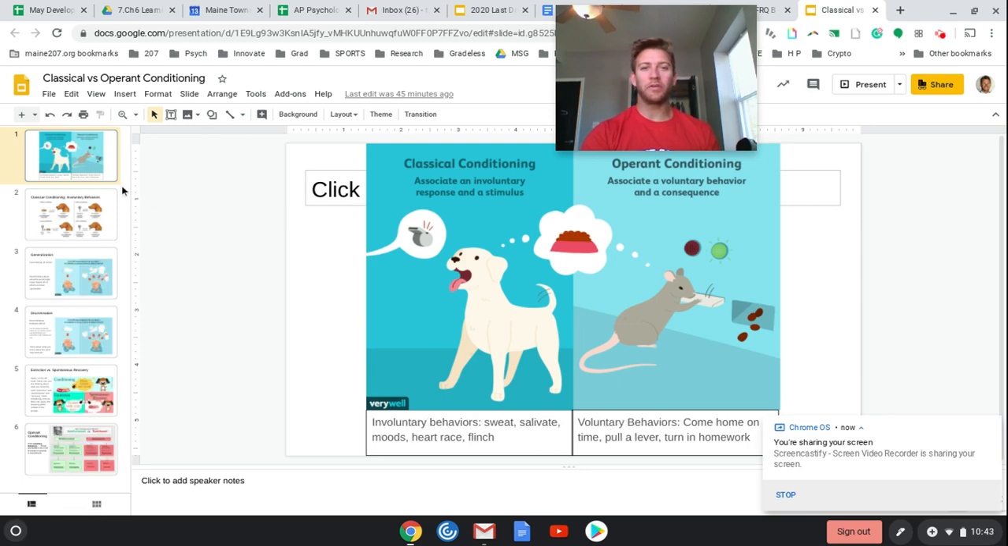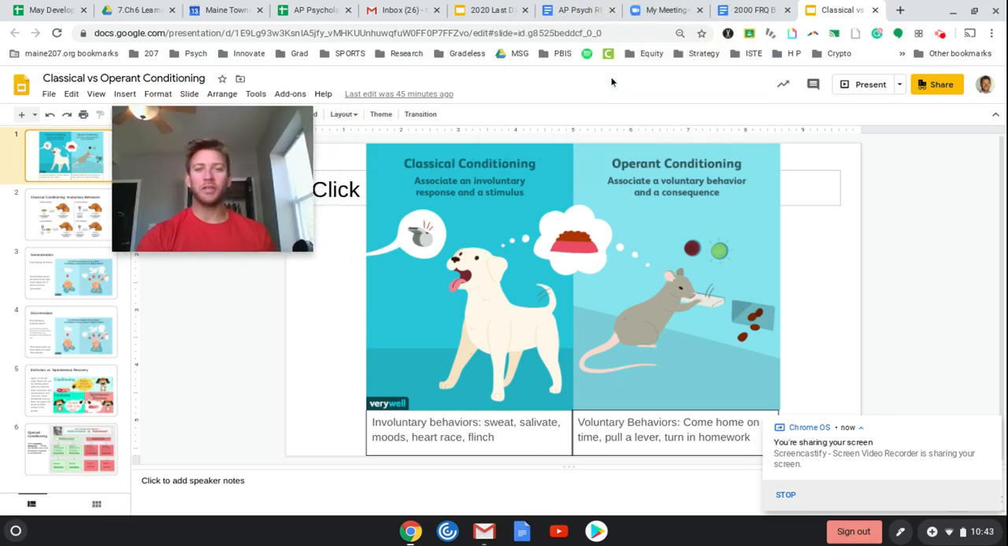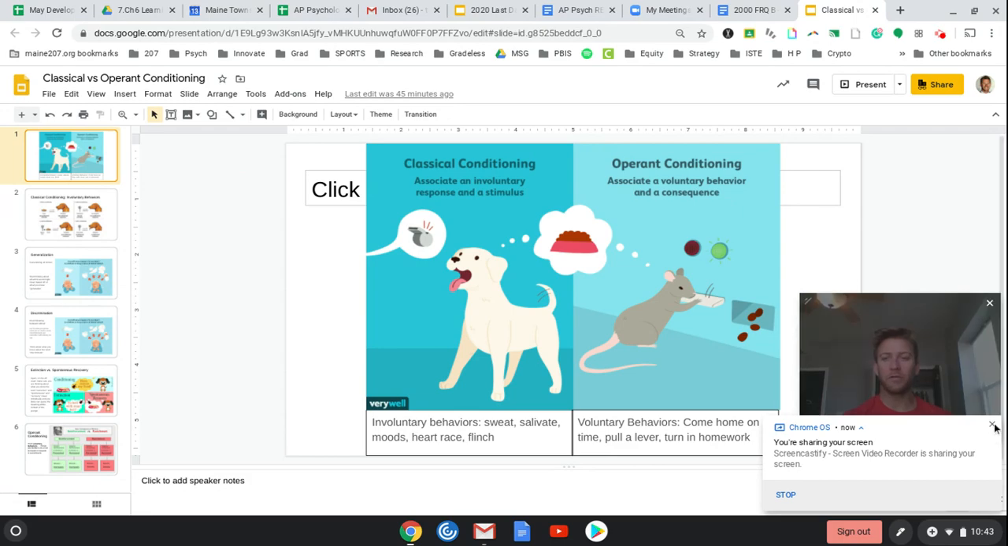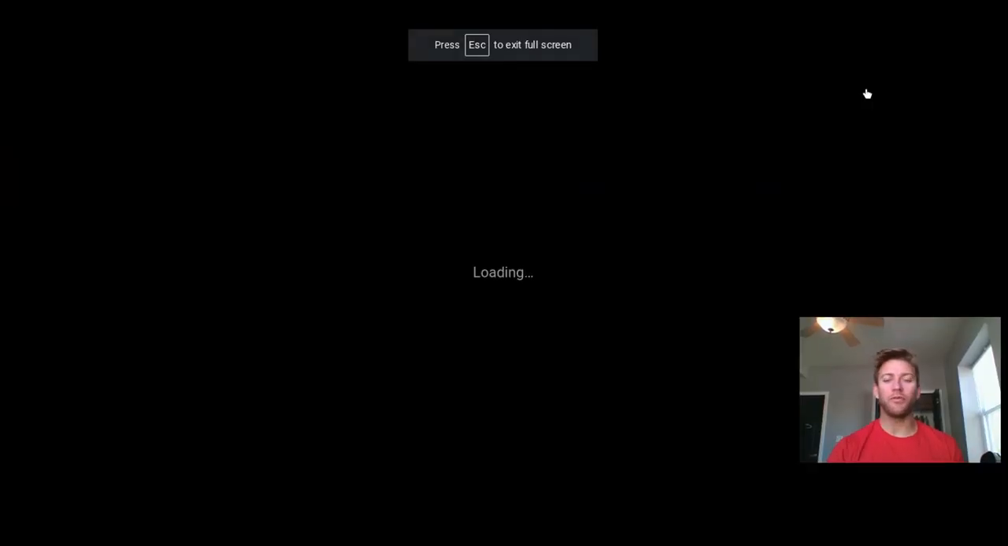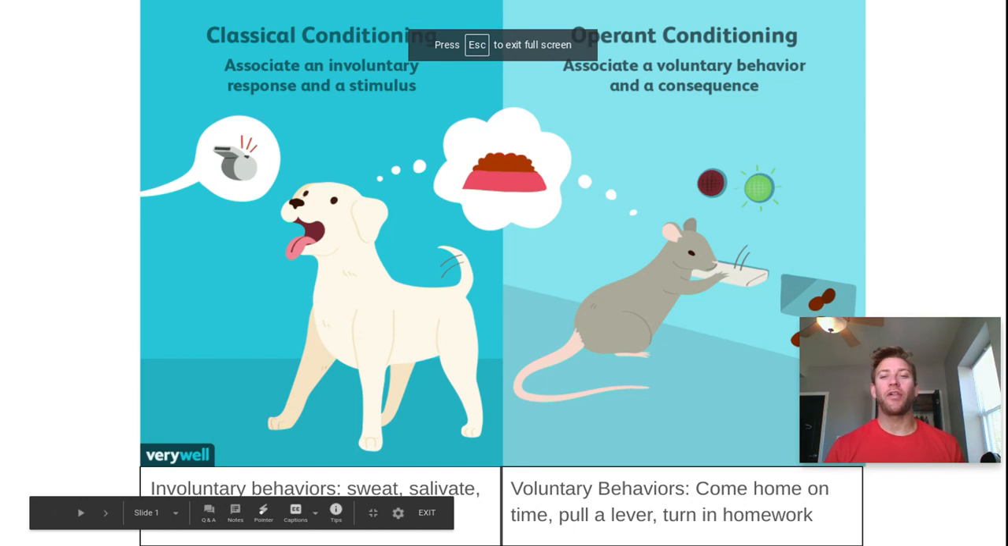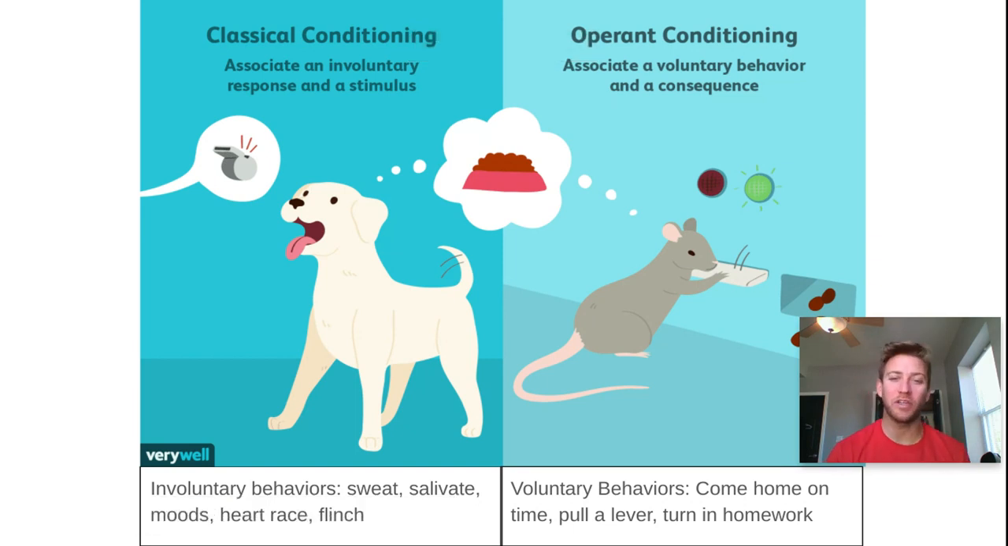All right, everyone. Here's classical versus operant conditioning. Let me move my picture over here. All right. So the first thing is classical versus operant. Classical conditioning is going to be involuntary behaviors. Operant conditioning is going to be voluntary.